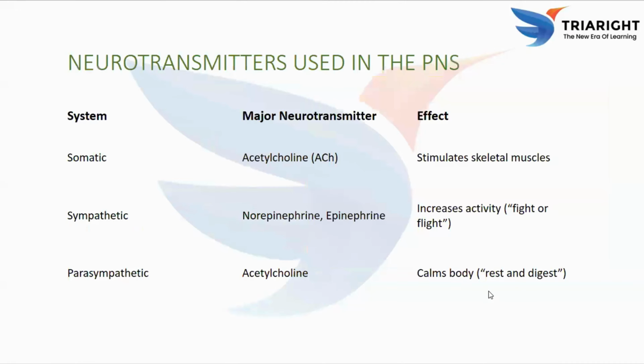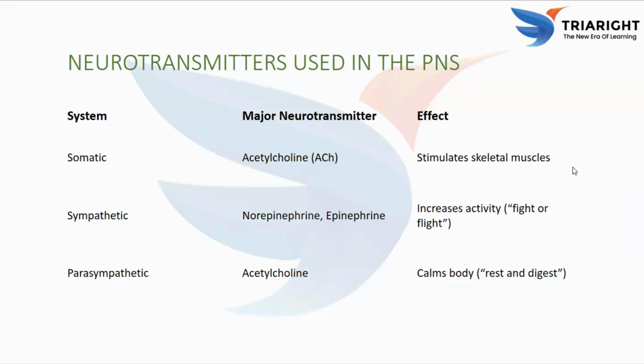Next, coming to neurotransmitters used in the peripheral nervous system. So what are neurotransmitters? Neurotransmitters are nothing but chemical messengers. They carry signals between nerve cells and from neurons to muscles or glands. Coming to the somatic nervous system, what is the major neurotransmitter here? It is acetylcholine. This acetylcholine stimulates the skeletal muscles to contract.